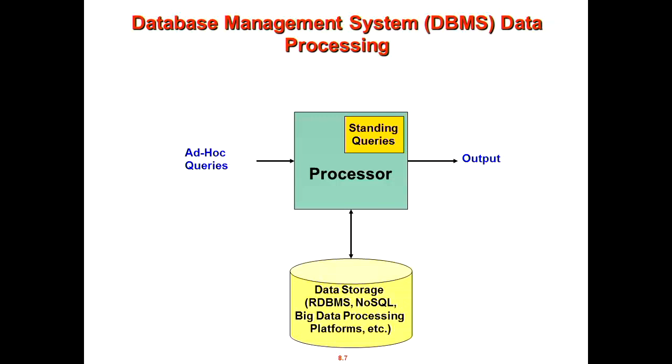This is the architecture of a traditional database management system. The processor will receive the queries and also communicate with the data storage, such as an RDBMS. And in the big data area, we also have some other big data processing platforms. These are used to store the static data. The processor receives the queries, communicates with the data storage to retrieve the answers for these queries, and then generates the output and sends it to the users. That's the architecture for a DBMS.